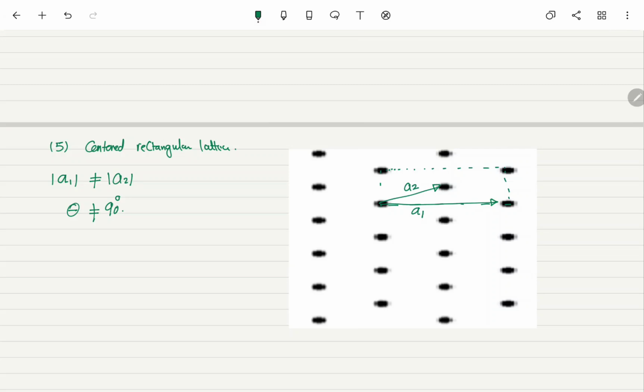Now notice that this one here is not a primitive cell because it contains two atoms. 1/4 multiplied by 4 atoms, plus 1, in total it's equal to 2. So each corner atom is shared with 1/4. So 1/4 times 4, plus this one here, one complete atom, is equal to 2. So this is not a primitive cell.